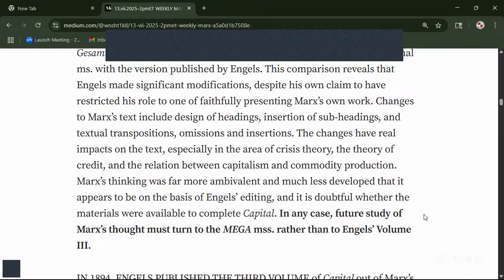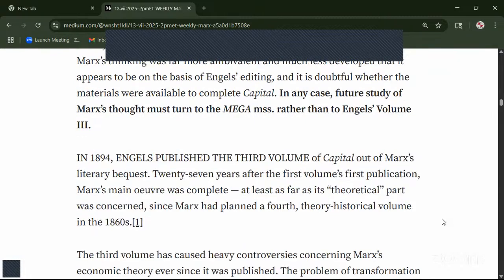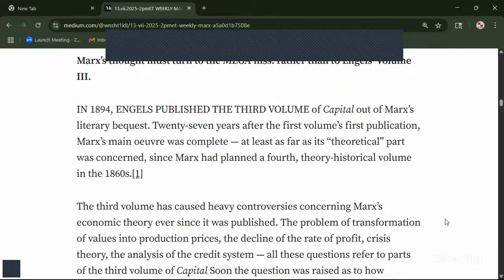In 1894, Engels published the third volume of Capital out of Marx's literary bequest. 27 years after the first volume's first publication, Marx's main oeuvre was complete, at least as far as its theoretical part was concerned, since Marx had planned a fourth theory historical volume in the 1860s.